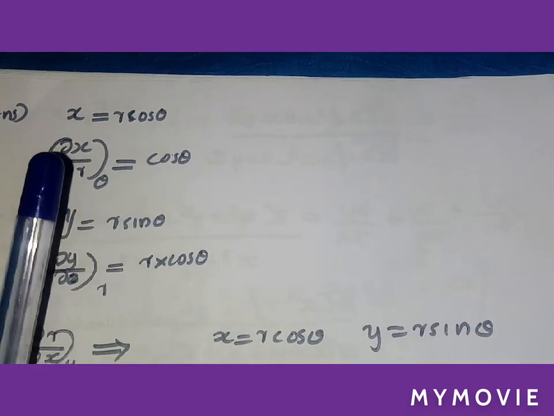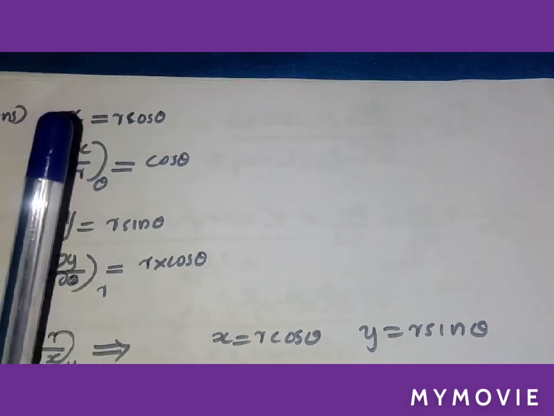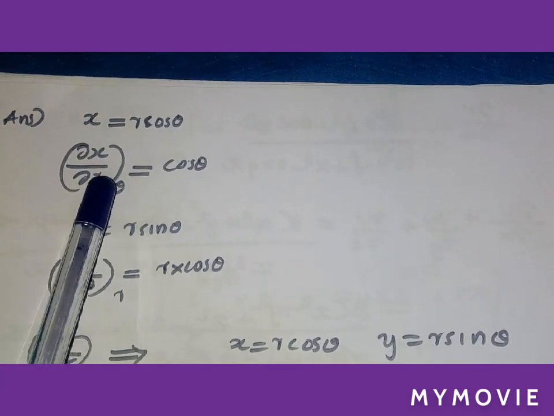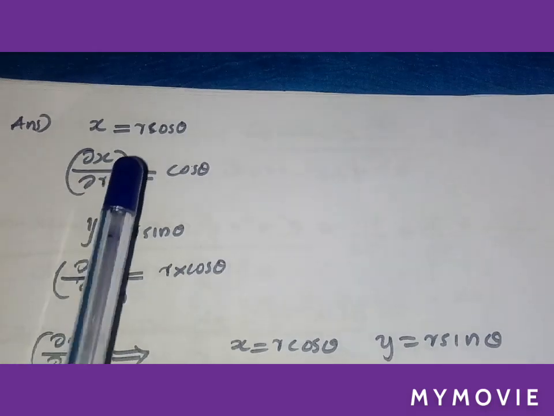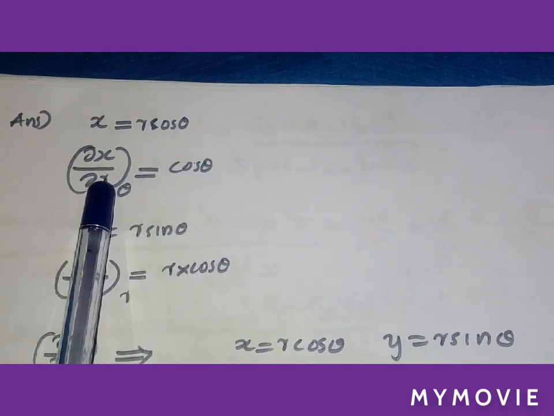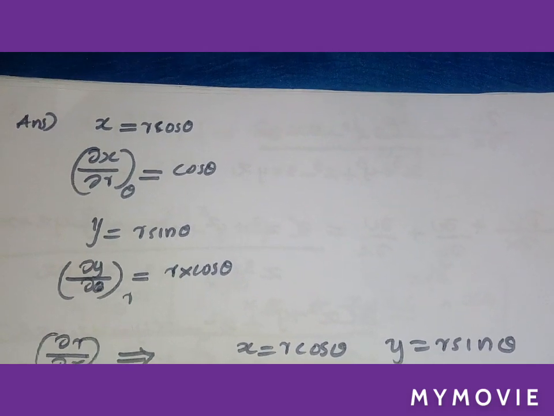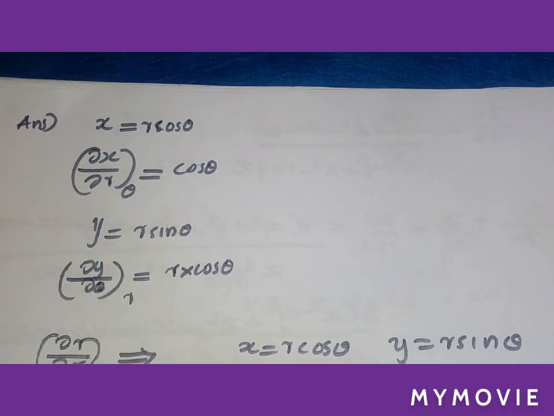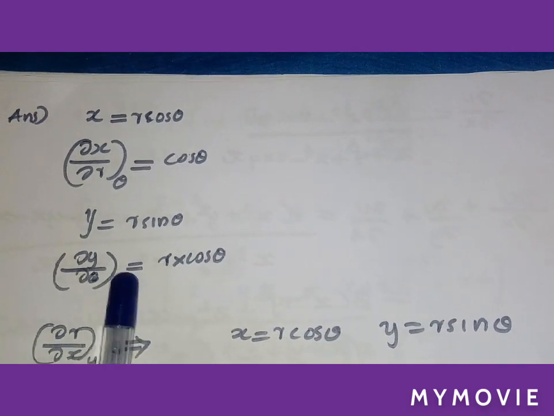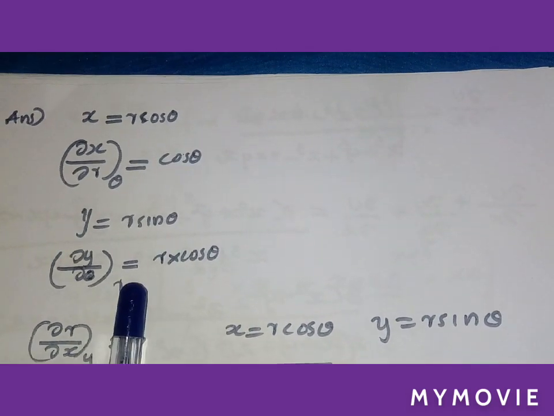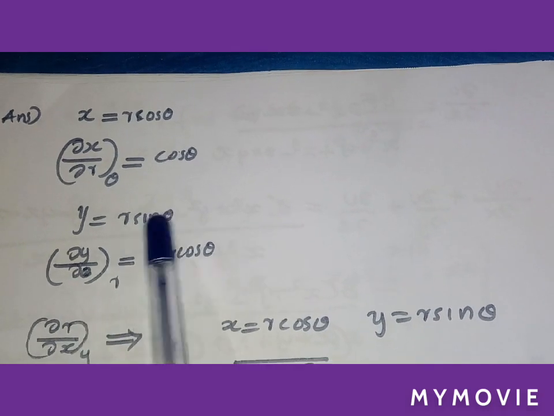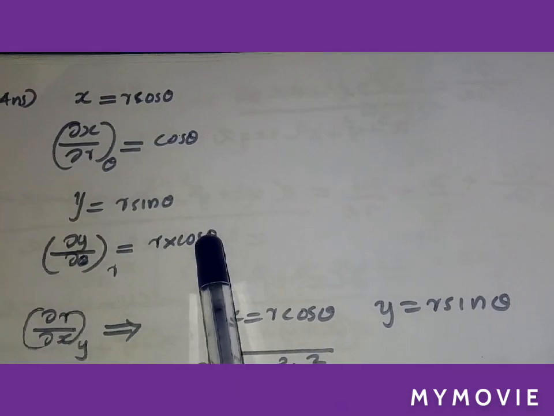In the first question, ∂x/∂r, here x is equal to r cos θ. With respect to r, the differentiation of r cos θ is cos θ, as θ is constant here. And y is equal to r sin θ, in which we have to find ∂y/∂θ. Here we should consider r as constant and θ as variable, so r into sin θ differentiation is r cos θ.